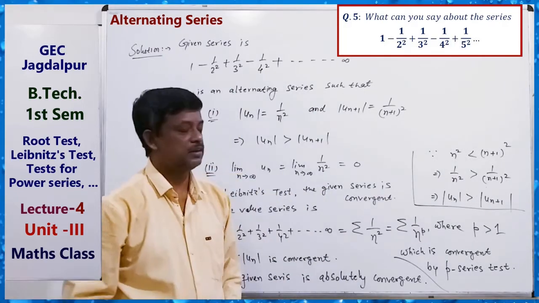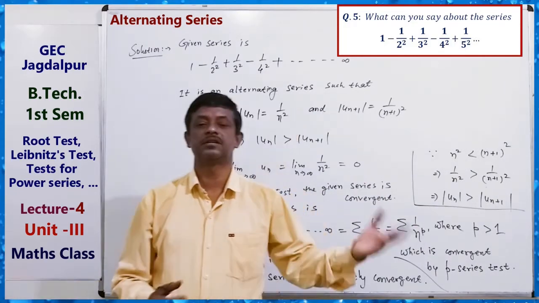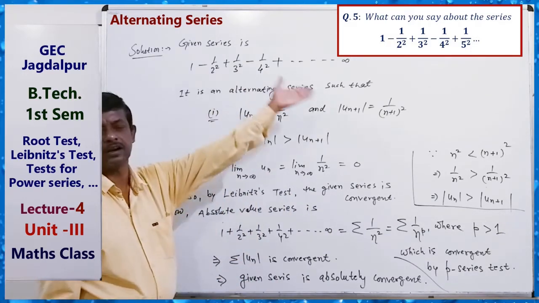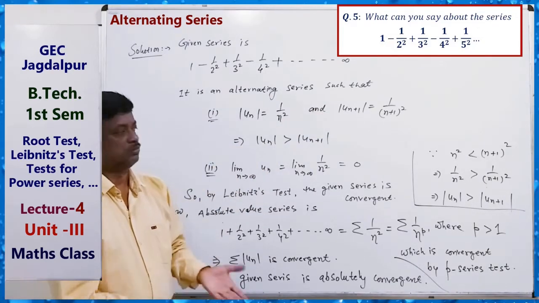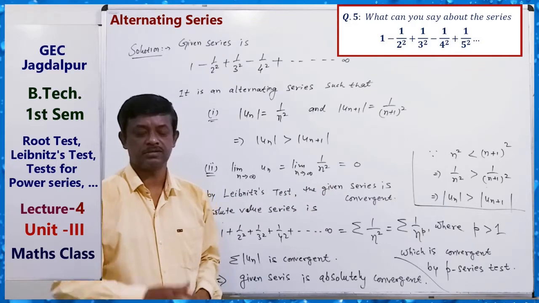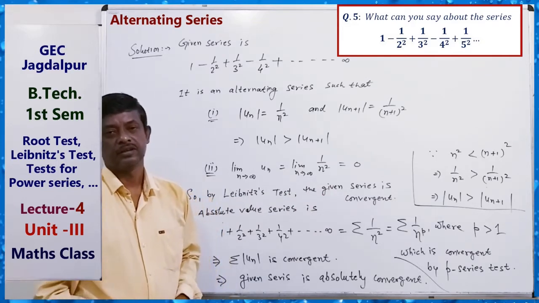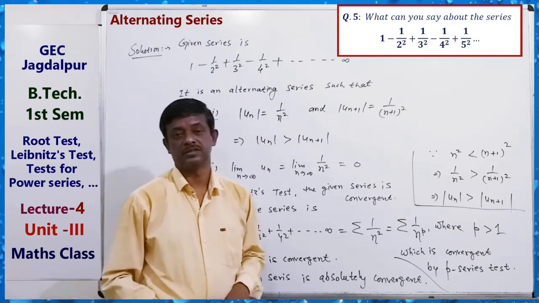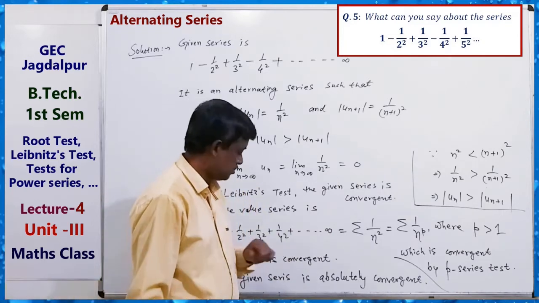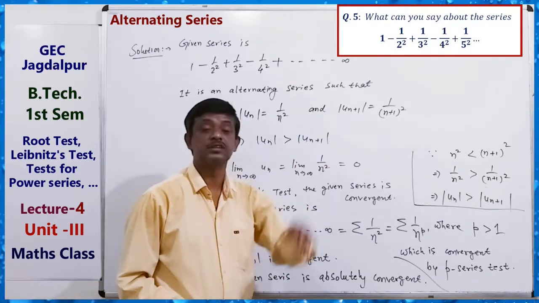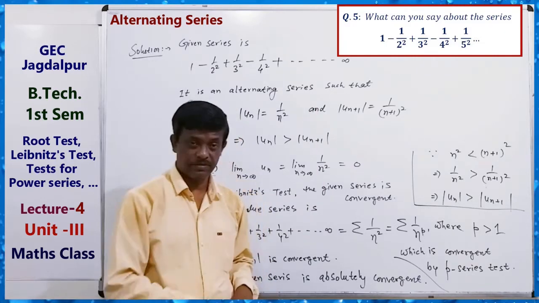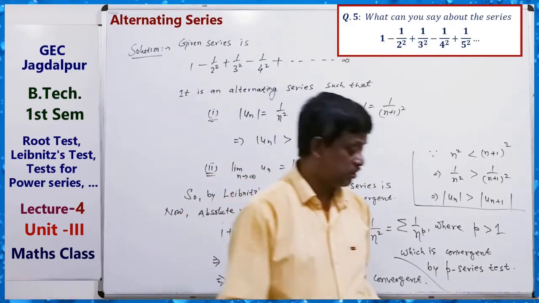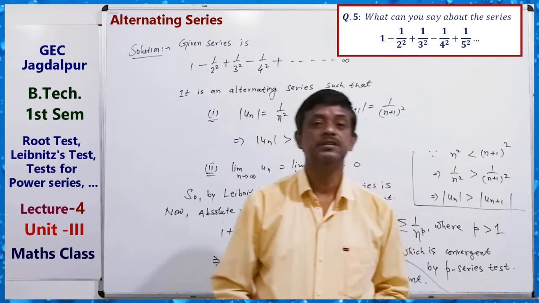So this is the discussion about absolutely convergent series and conditionally convergent series. Here this is an absolutely convergent series, so it is also a convergent series. Absolutely convergent series is convergent. But in the previous question, the series is convergent but its absolute value series is not convergent, so that is the conditionally convergent series. Here it is absolutely convergent. Okay, so these are two questions for discussion about conditional and absolute convergence.